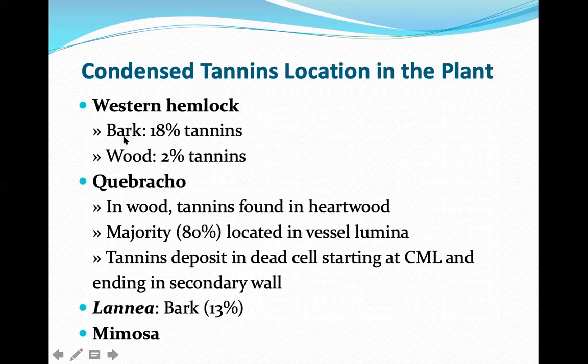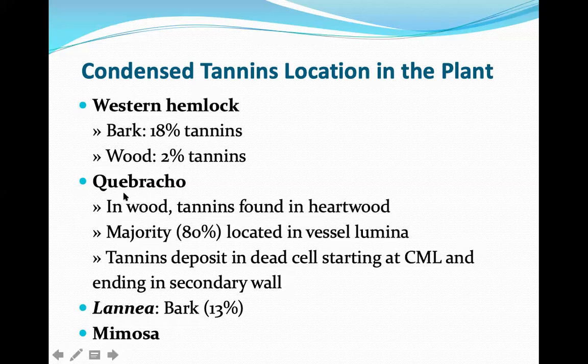Condensed tannin location in the plant: western hemlock bark. Bark is the very thick outer layer of a plant and contains condensed tannins. For example, western hemlock has 18% tannins in the bark. In our country, Lannea coromandelica, the jiga or kafila tree, which is a wild tree used for fencing farms and houses, has bark that also contains a high amount of condensed tannin. Wood contains very low amounts of condensed tannin. So bark is the important organ for the location of the plant's condensed tannin.